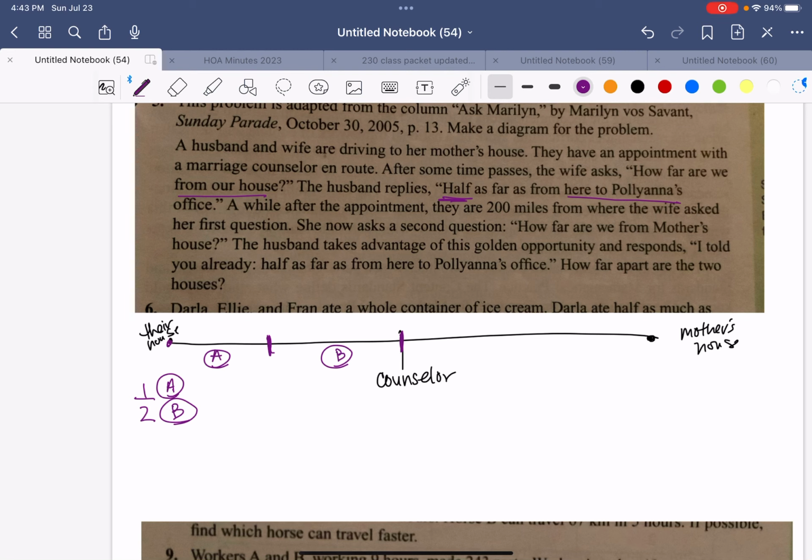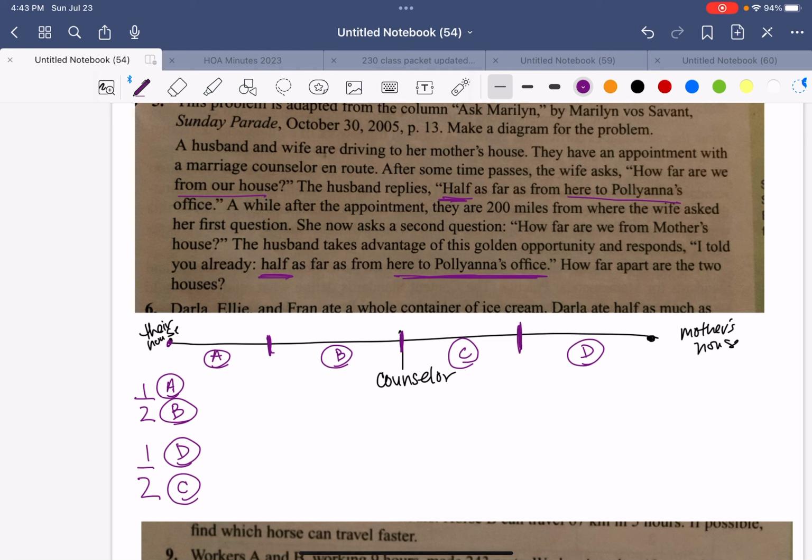Then a while after the appointment, they are 200 miles from where the wife asked her first question. So somewhere over here, she now asks the second question: how far are we from mother's house? I'm going to label this C and D, so she's asking about section D. And he says, I told you already, half, so 1/2 as far as from here to Pollyanna's office. Well, now they are here, and so the distance to the counselor's office is section C.